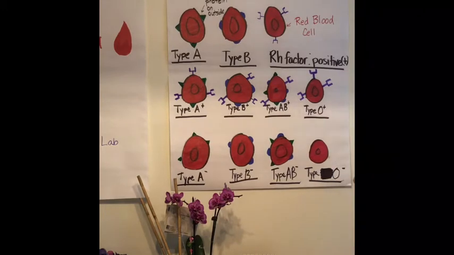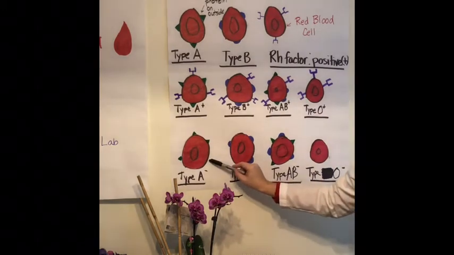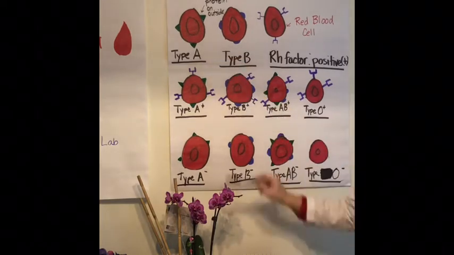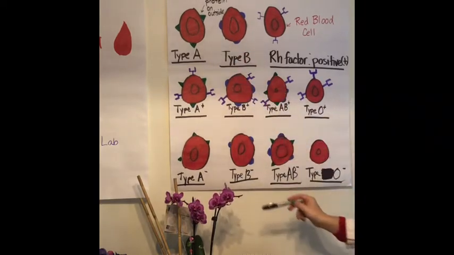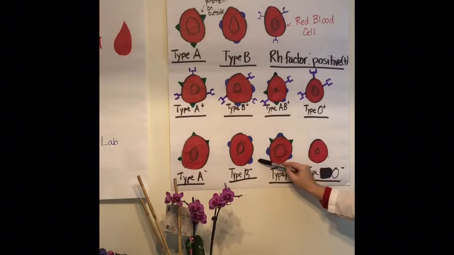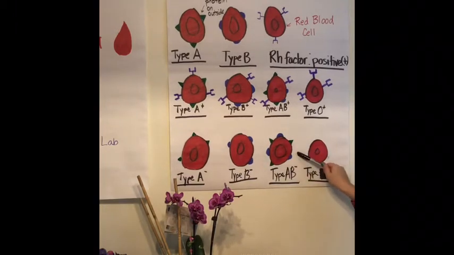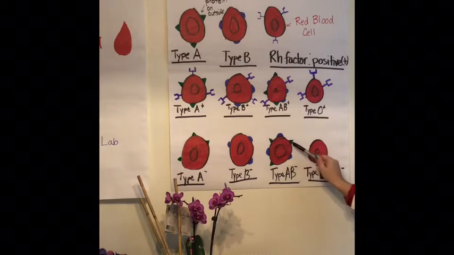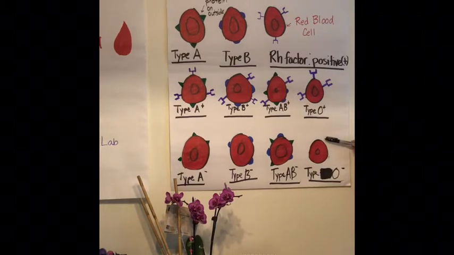Now, if we're talking about A negative, we're just talking about having the triangles on the outside, just like this picture. So A negative, you have no Rh factor. B negative, you have no Rh factor. AB negative, you have the A's and you have the B's, but no Rh factor. And then O negative, I know I messed up right here. It's a little weird doing this on paper instead of a whiteboard. The O negative is going to be the blood that has nothing on the outside.